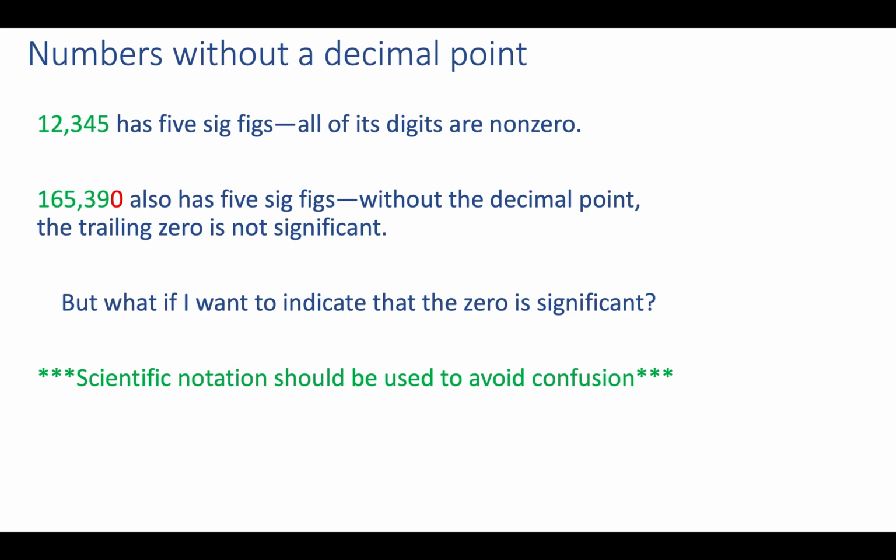If we want to show that a trailing 0 is significant, it's always best to use scientific notation just to avoid any confusion. So the way you would write that number is 1.65390 times 10 to the 5th. So now you can see that that 0 comes after the decimal point, as well as after a non-zero digit. And so that means that it is, in this instance, a significant figure.